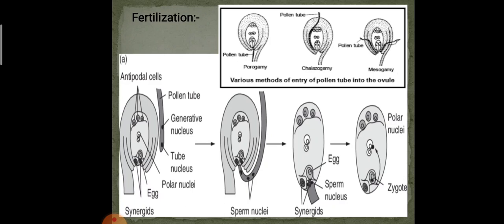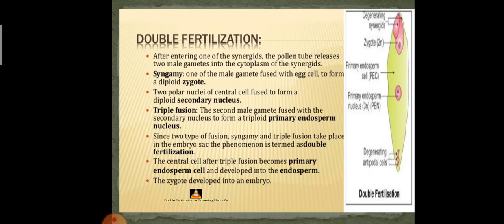First fertilization takes place, also known as formation of the zygote, which afterwards develops into an embryo. Then the second male gamete comes in contact with the secondary nucleus, and it shows double fertilization. So double fertilization takes place in angiospermic plants.